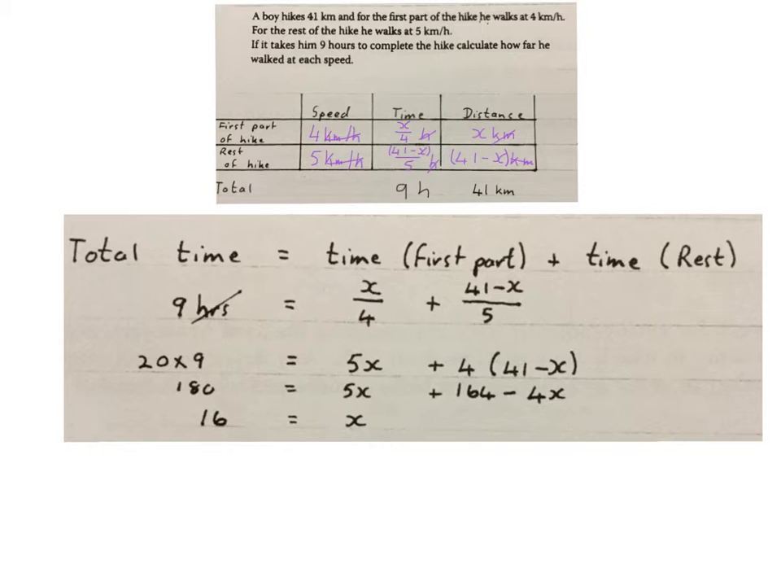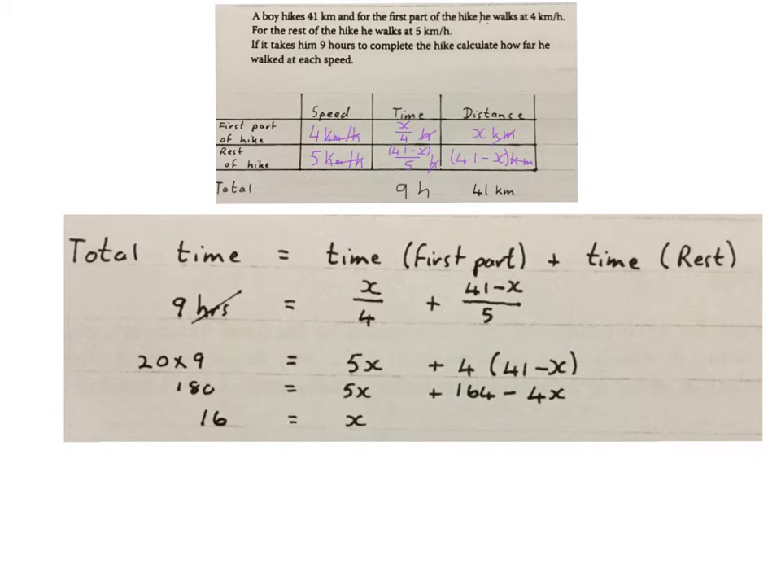So now let's go back and see what is this x that we chose. We took the distance as x over here, so that is the answer we now got. You must always go back to your table and see where you wrote the x. And it was the first part of the hike's distance that was x, so that was 16 over there.